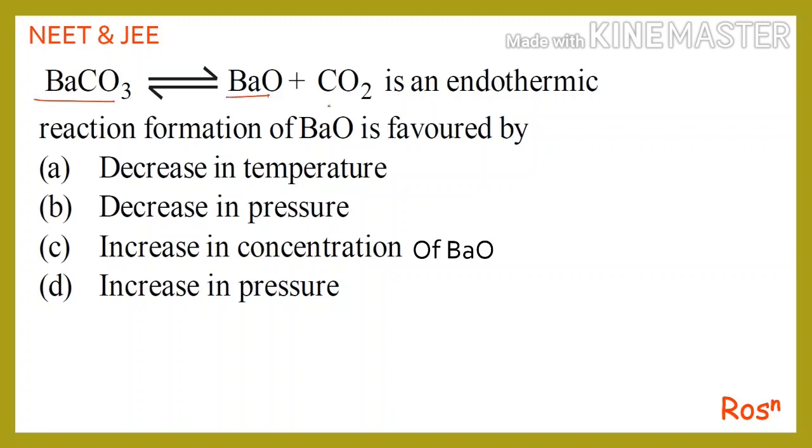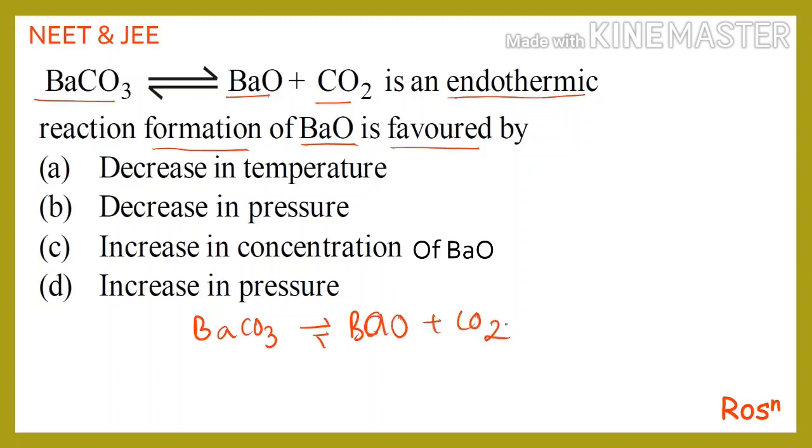Okay, now see the next question. BaCO3 gives BaO and CO2, and it is an endothermic reaction. That means in the forward reaction heat is absorbed. Now you have to determine the condition where the formation of BaO is favored. Okay, this question comes from equilibrium, class 11. Now first I write the equation: BaCO3 gives BaO and CO2, and this is an endothermic reaction. That means here heat is absorbed.